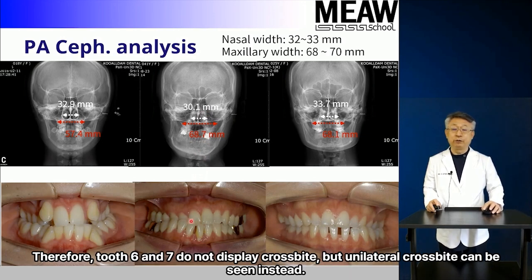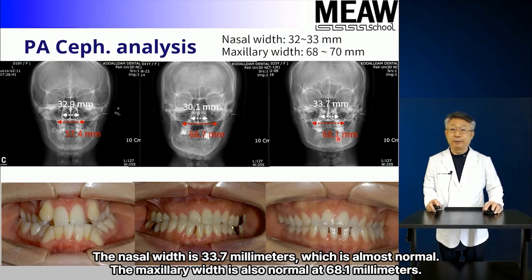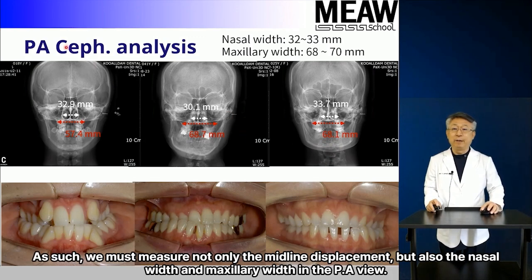Therefore, tooth 6 and 7 do not display crossbite, but unilateral crossbite can be seen instead. In the right case, unilateral posterior crossbite is shown. The nasal width is 33.7 millimeters, which is almost normal. The maxillary width is also normal at 68.1 millimeters. As such, we must measure not only the midline displacement, but also the nasal width and maxillary width in the PA view.